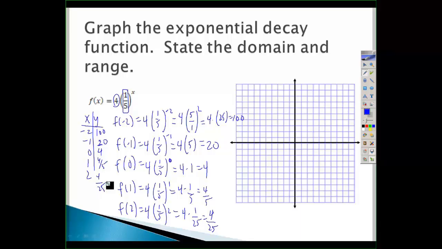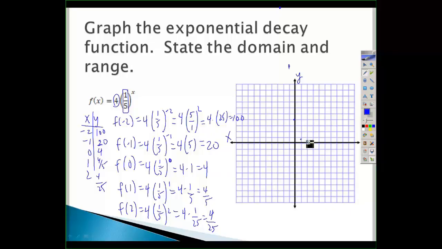And let's take a look at our graph now. X and Y, and negative 2, 100, way up here somewhere. Okay, way up there. Negative 1, 20, still way up here. Let's just put it right there for now. 0, 4, right there. 1, 4/5, right there. And 2, 4/25, so really close.